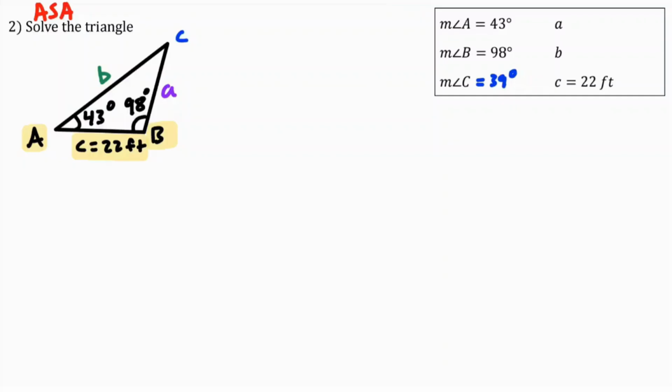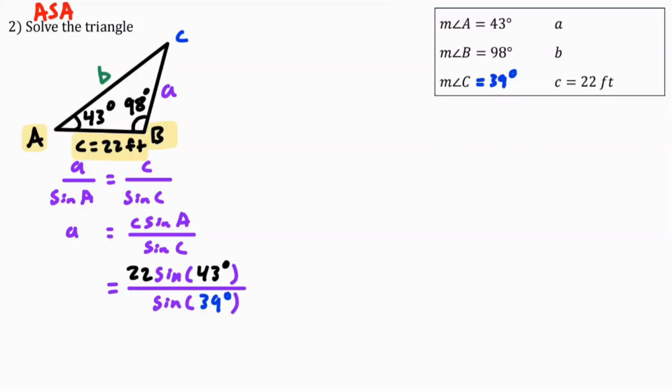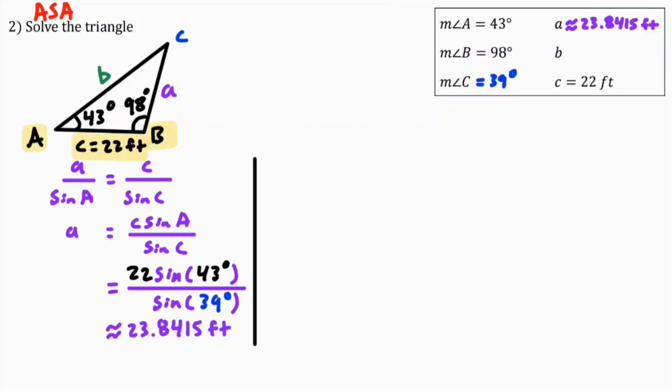Next, let's solve for side length B or side length A. We'll solve for side length A. So we have A over sine of A equals C over sine of C. Multiply by sine of A on both sides, so we have A equals C sine of A over sine of C. Substitute the values in, type it in the calculator, and you get A to be about 23.8415 feet. Since we found this variable, let's section this off, and then let's solve for side B.